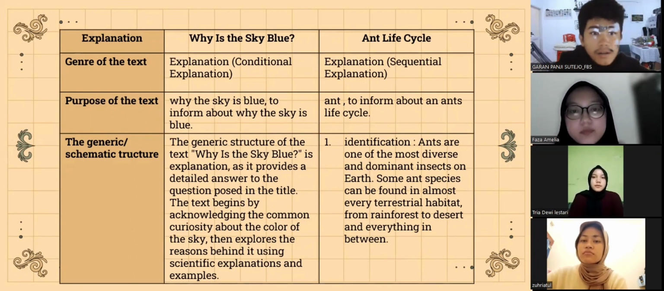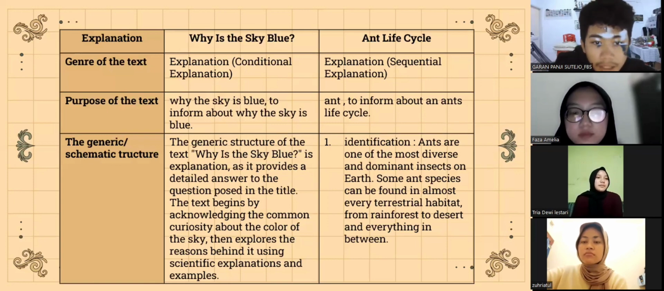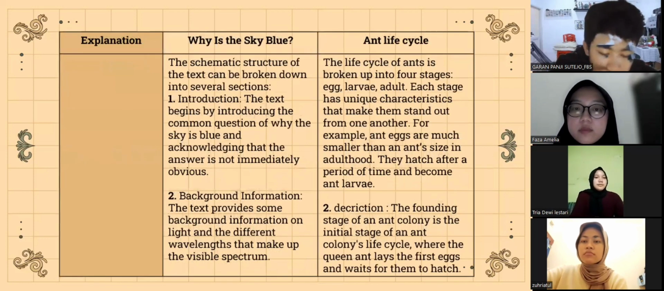The generic structure or schematic structure from text 1. The generic structure of the text "Why Is the Sky Blue?" is explanation, as it provides a detailed answer to the question posed in the title. The text begins by acknowledging the common curiosity about the color of the sky, then explores the reasons behind it using scientific explanation and examples. The semantic structure of the text can be broken down into several sections.